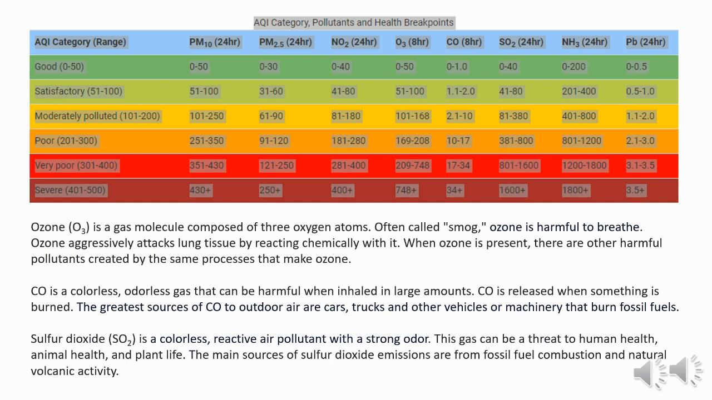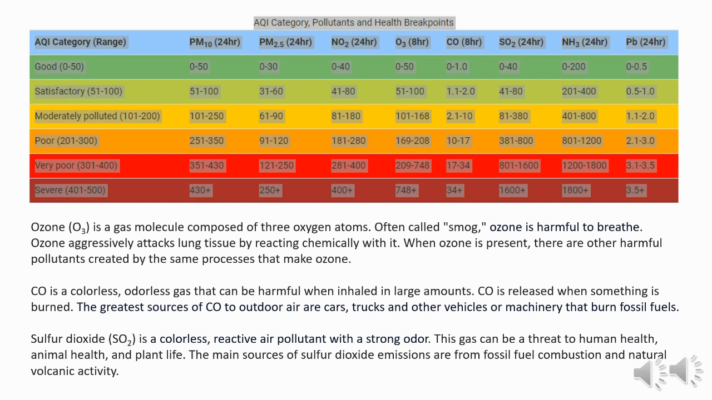Then CO. CO is a colorless, odorless gas that can be very harmful and irritating in nature when it goes into the respiratory tract. CO is released when something is burnt over a longer period of time. The greatest source of CO is outdoor air coming from cars and other vehicles and machinery.